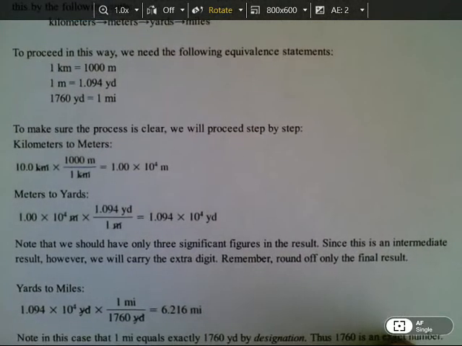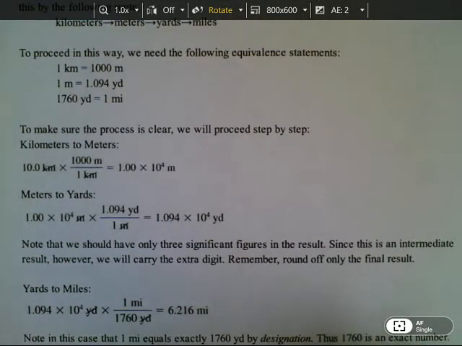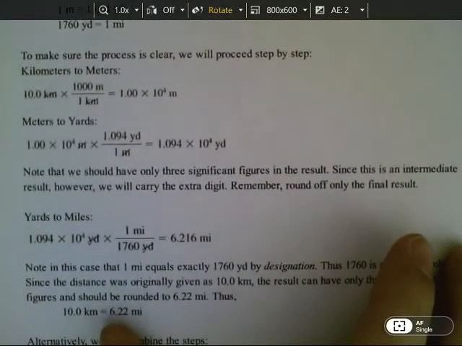So to proceed this way, we need the following equivalence statements. 1 kilometer is equal to 1,000 meters. That one's pretty easy. 1 meter is equal to 1.094 yards. Like we mentioned before, that's going to allow us to go from the SI system, the kilometers, to the imperial system, which will end in miles. And to make sure the process is clear, let's go step by step. And at the end, I'll show you what it would look like if you just lined it all out at once. But to start, we'll go step by step.